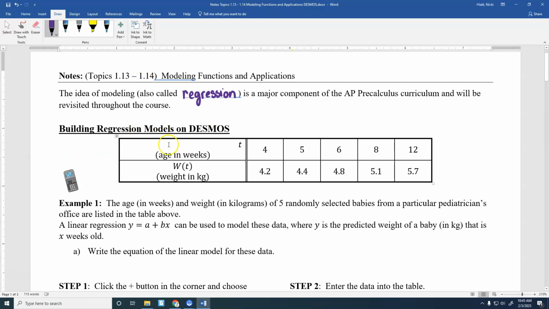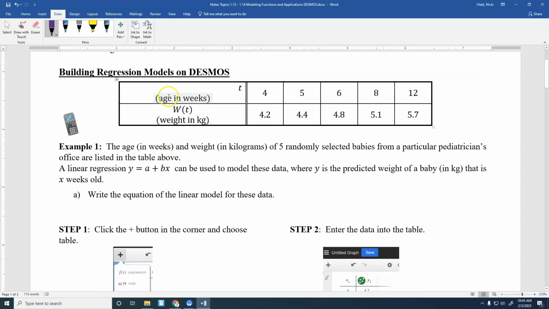So we're going to start with this first example here. They have given us age in weeks and weight in kilograms, and it tells us that the age in weeks and the weight in kilograms of 5 randomly selected babies from a particular pediatrician's office are listed in the table above. It tells us a linear regression can be used to model these data, where Y is the predicted weight of a baby that is X weeks old. And so it asks us to write the equation of the linear model here.